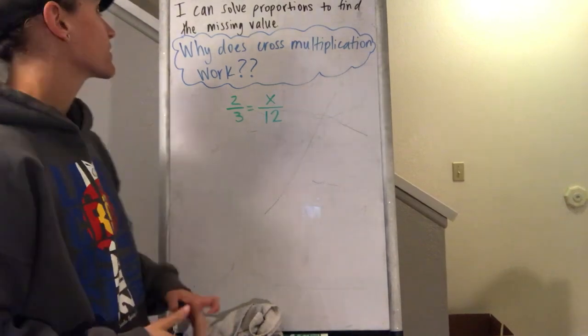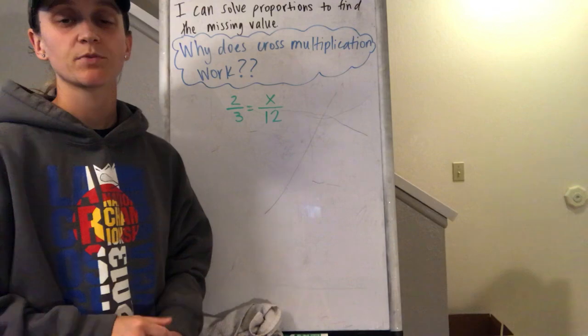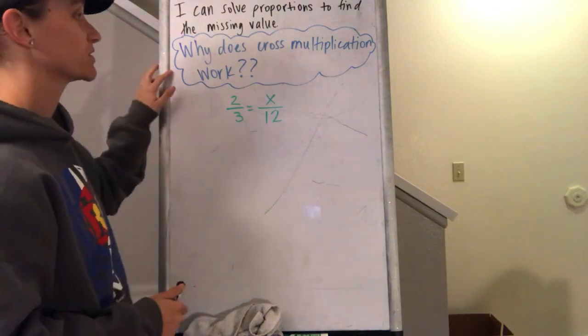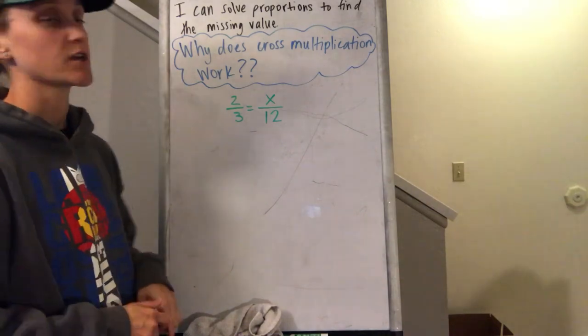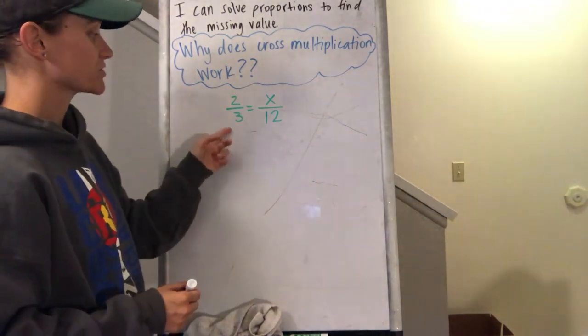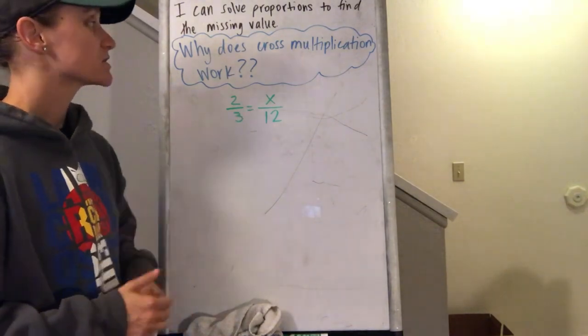Hi everyone, this learning target is I can solve proportions to find the missing value. And I didn't get a chance to explain this topic in class before we got out of school, so I'm going to be answering the question in this video, why does cross multiplication work? So for these problems, I might have a problem that looks like 2/3 equals x over 12, and our goal is to solve for x on these.